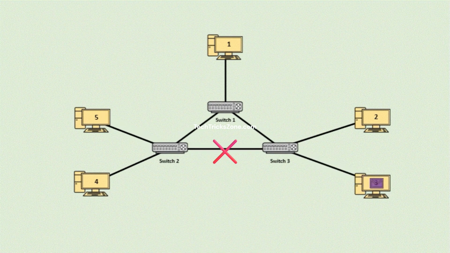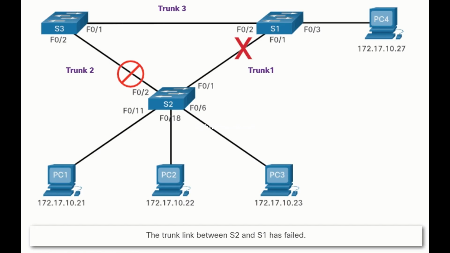STP solves this by creating a loop-free logical topology. It designates one root bridge and then strategically blocks redundant ports, effectively breaking the loop. It's a lifesaver for network stability.